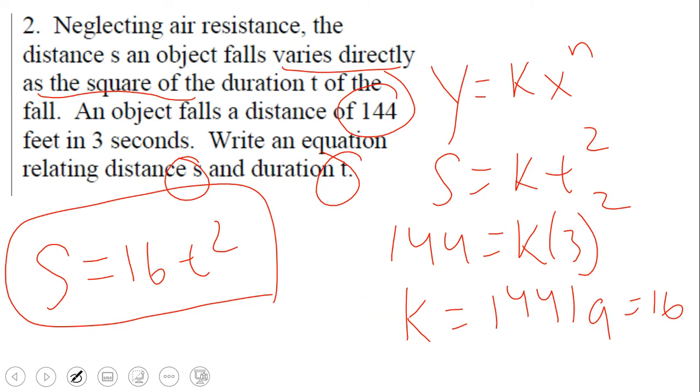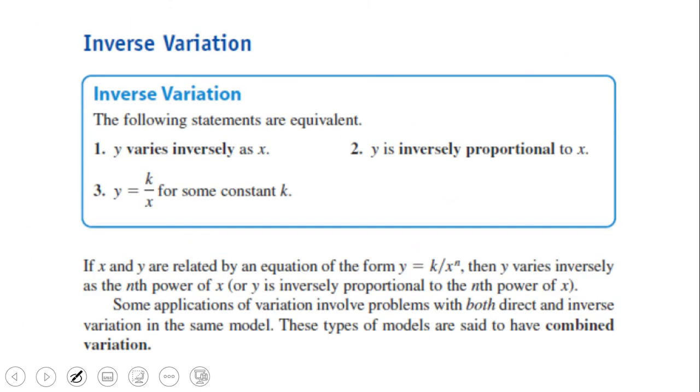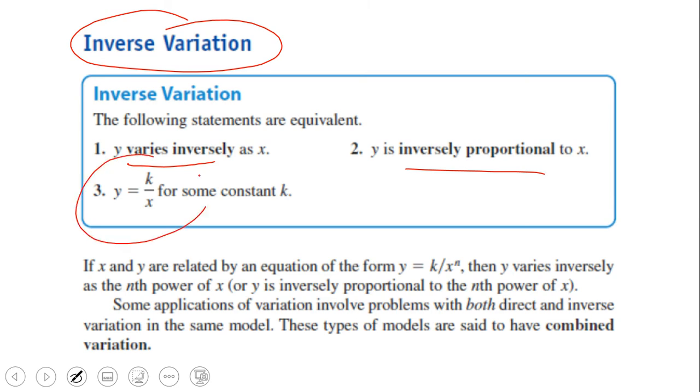So far we've seen direct variation. We've seen direct variation as a power. And then the last one is inverse variation. So inverse variation is the third option. And here are the buzzwords: varies inversely or inversely proportional. And here's the magic equation: y equals k over x. In direct variation, as x got bigger, y got bigger. Inverse variation means as x gets bigger, y gets smaller. So kind of common sense.